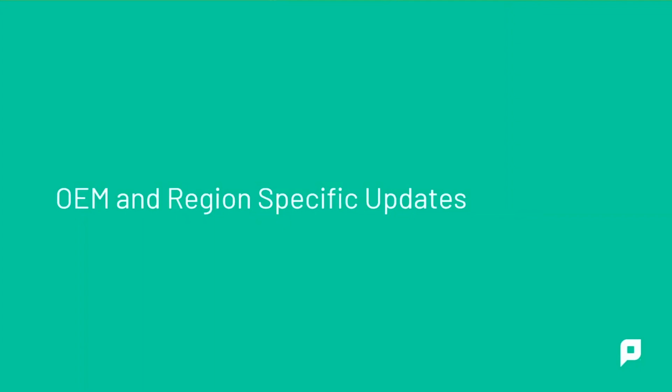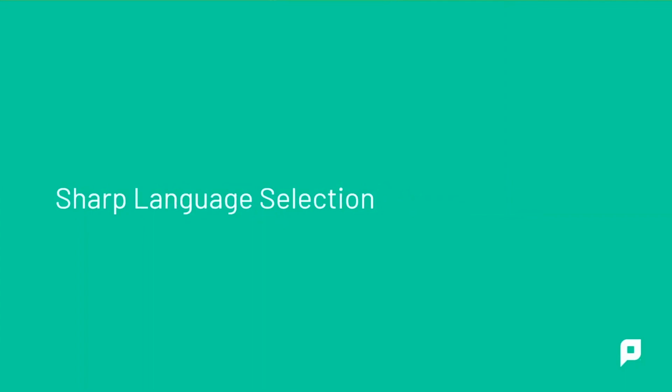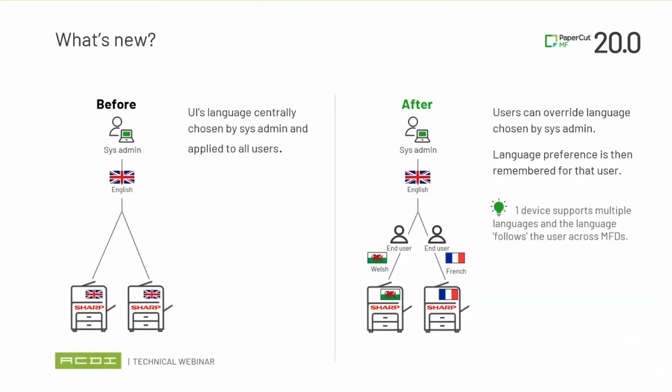OEM and region-specific updates. Sharp language selection. Sharp can now provide end users with the capability to change the PaperCut interface into their preferred language. Once a user changes it at one device, it will follow them to all the other connected devices. Very handy when you have users that speak different languages in one location.